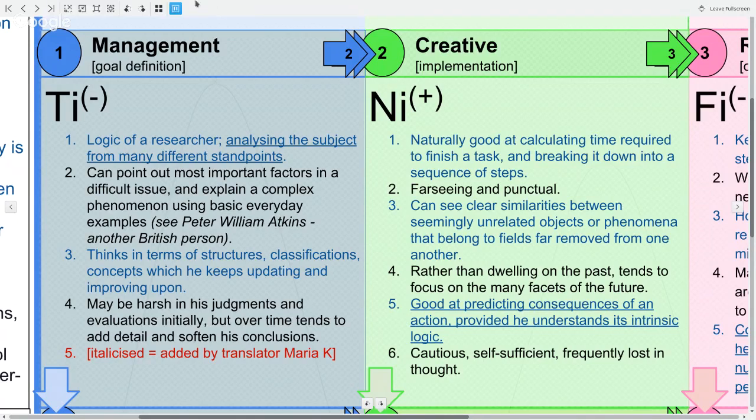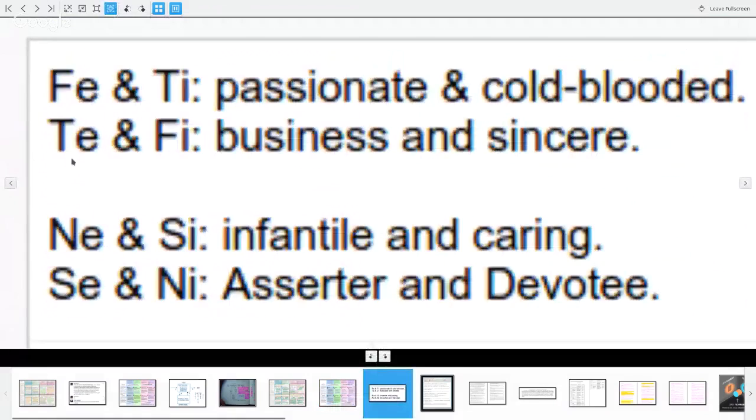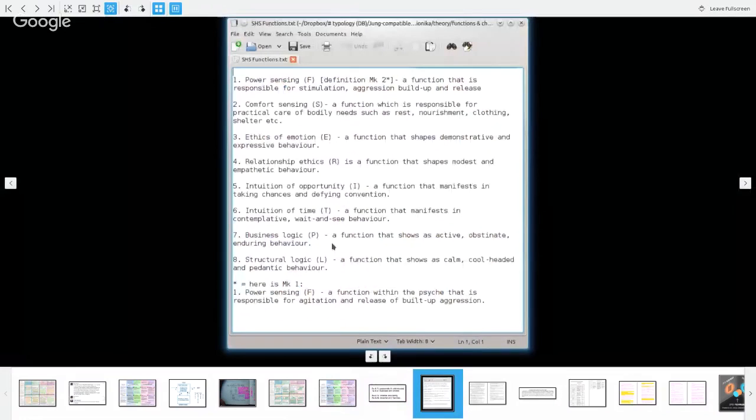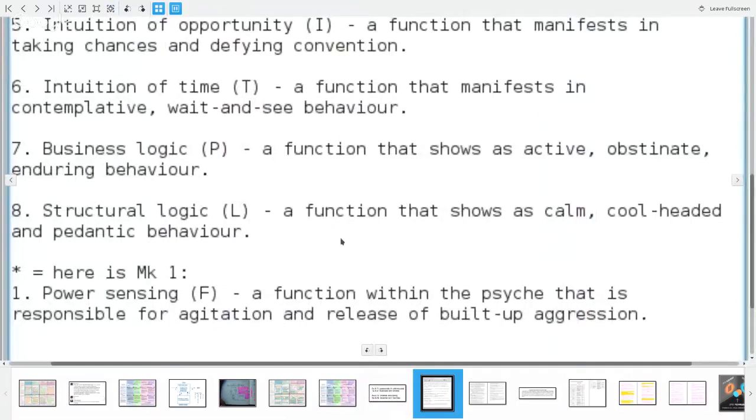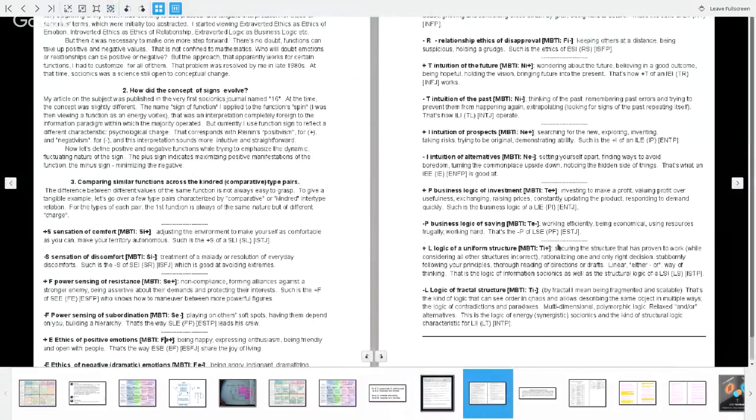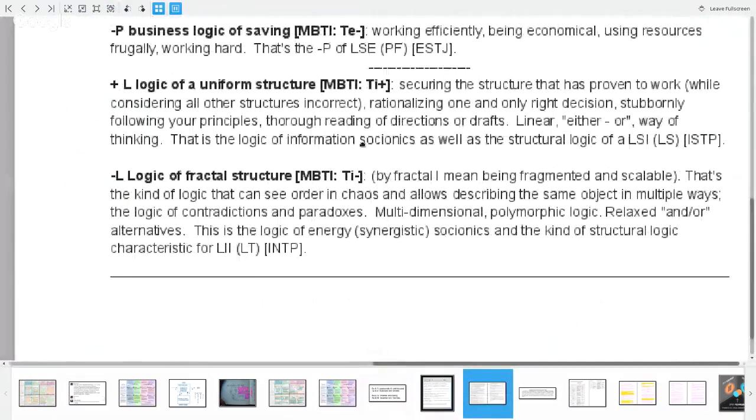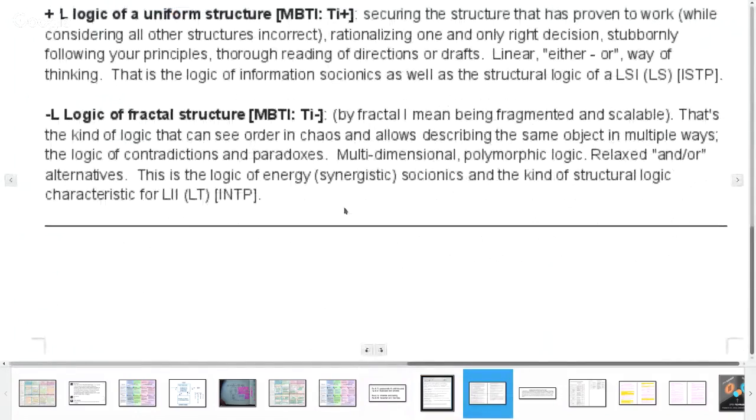Right, now I'll show you something about Ti. We've got something like here, Fe and Ti, passionate and cold-blooded, but no, let's have a look at Ti here. Structural logic, a function that shows us calm, cool-headed, and pedantic behavior. Right, let's look at Ti here. We're not looking at Ti plus, because it's controversial. We're looking at Ti minus. Don't look at Ti plus. Keep your eyes away from Ti plus.